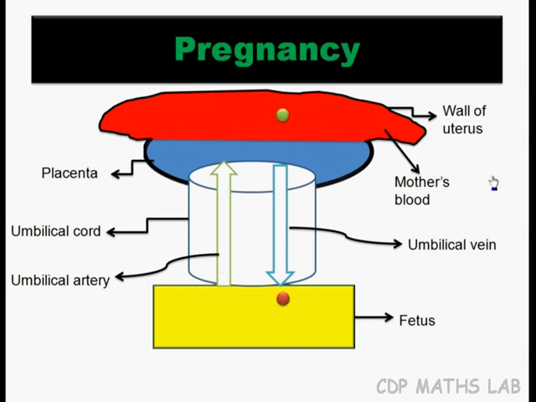Fetus. Now I want you to note a few things. The umbilical cord is made up of an artery that carries away waste and carbon dioxide from the fetus, and an umbilical vein which carries food and oxygen from the mother to the fetus. Good.